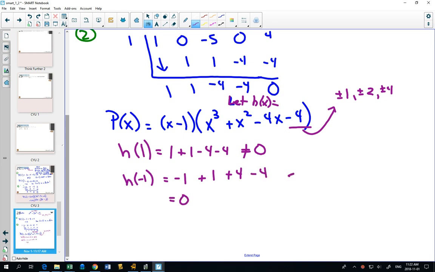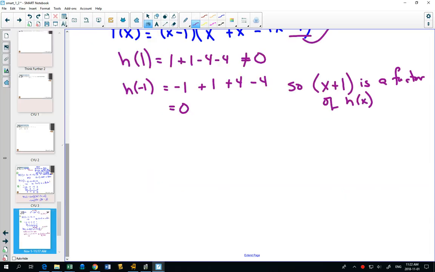So, x plus 1 is a factor of h of x, which means it's also a factor of p of x. Now we can repeat step 2 for h of x. So this was step 1 repeated, step 2 with h of x.